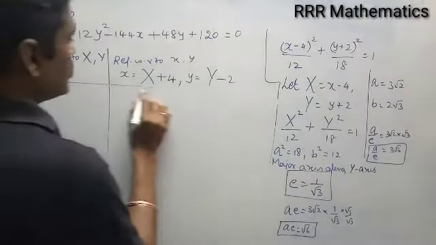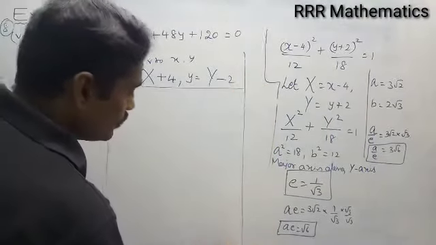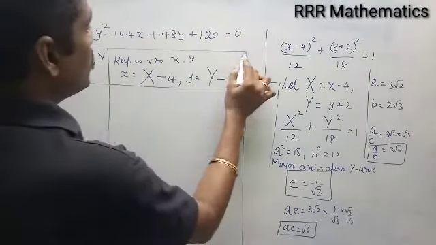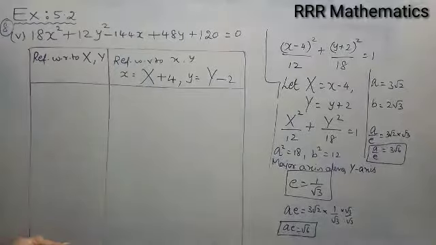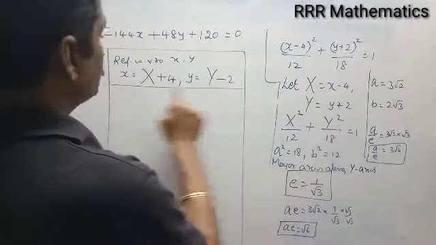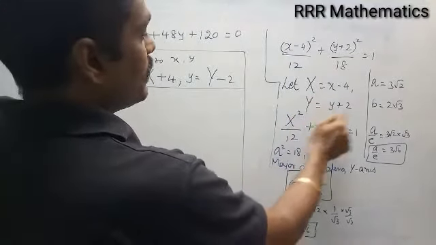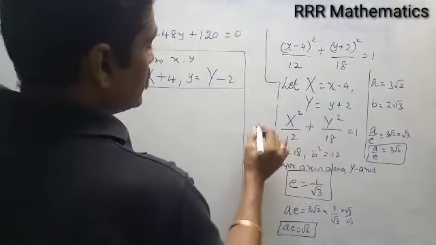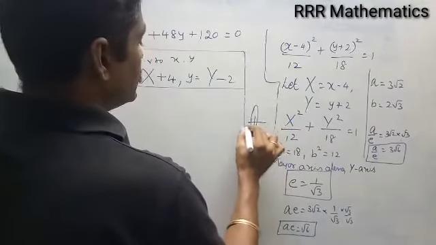So the first column is with respect to capital X and capital Y. Second column is with respect to small x and small y. Your small x can be calculated by using this substitution, capital X plus 4. And small y will be capital Y minus 2. So according to this equation, the dummy figure will be like this.